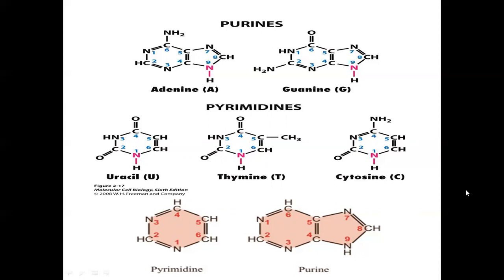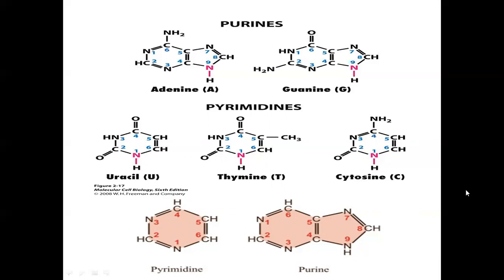I already mentioned that this glycosidic bond is formed by the removal of a water molecule. So the hydrogen atom is contributed by the base, and the hydroxyl group is contributed by the sugar. Now just see the structure here.